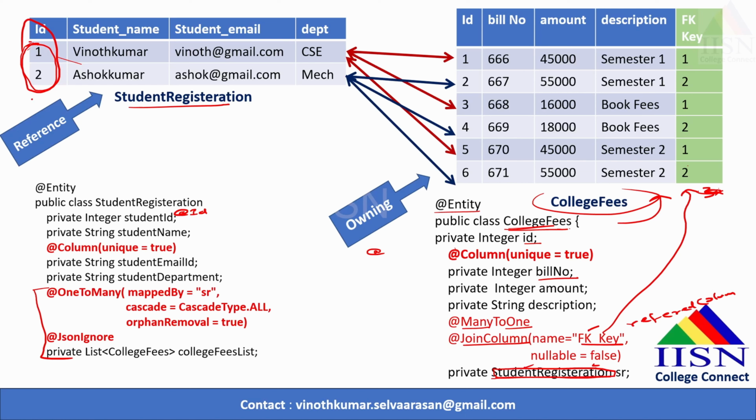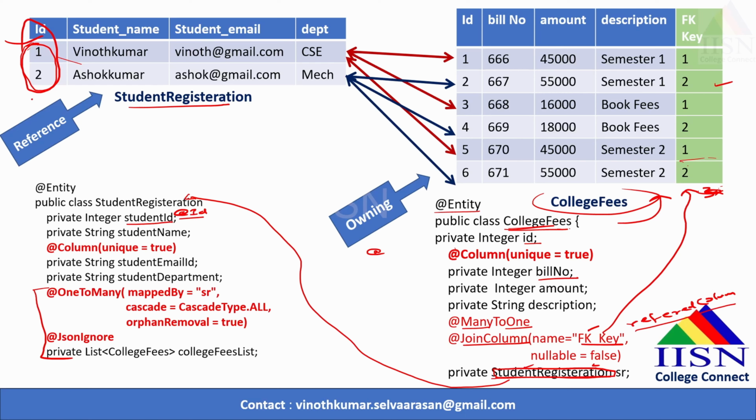So the fk underscore key is going to create a column. The values we insert into this particular column are referred by the referenced column name. Here we have not given the referenced column name, so it is going to check the student registration column. Inside this, whichever column is annotated with @Id is taken as the referenced column name. So the value should exist in the student id, and this one should match.